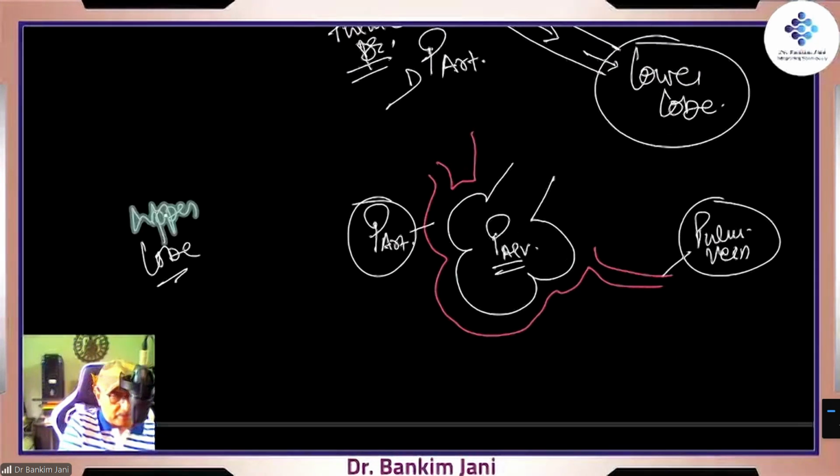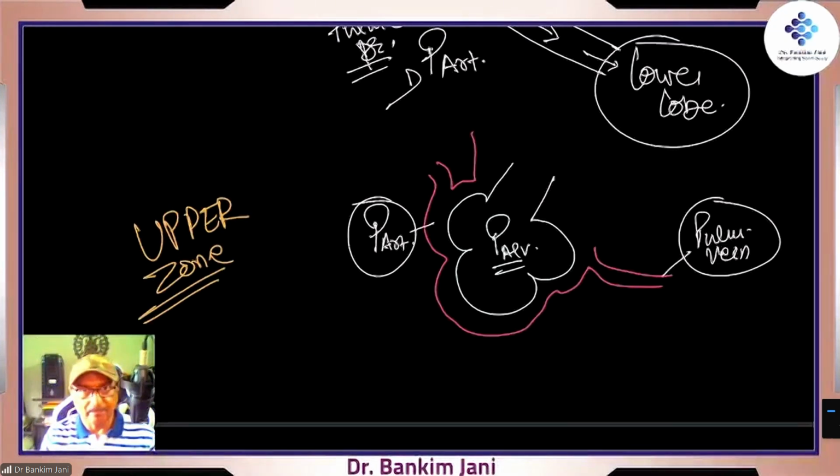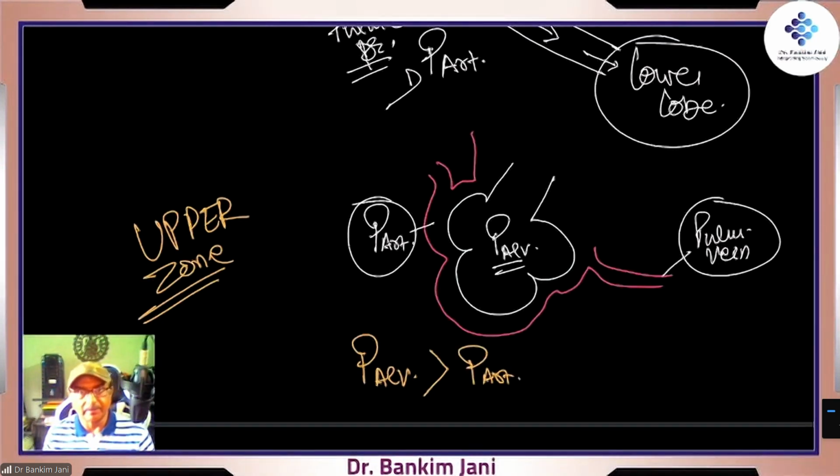So now we are talking about the upper zone. The upper zone is working against gravity. And in this, the air will always be traveling up more. So air is traveling more, so there is more alveolar pressure as compared to pulmonary arterial pressure, and the least one would be this, the up part.